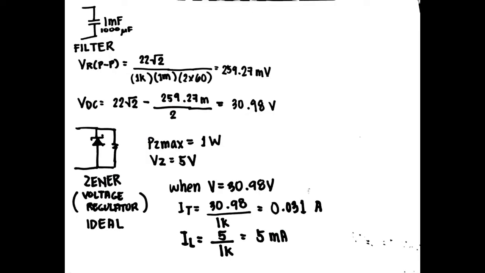For the filter, to obtain the voltage ripple peak to peak, it is 22 square root of 2, or the Vmax, over the resistor value times the capacitance value times twice the frequency, and therefore we have 259.27 millivolts. For VDC, subtract Vr(pp) over 2 from Vmax, and now we get 30.98 volts.